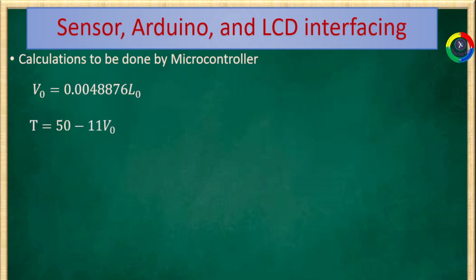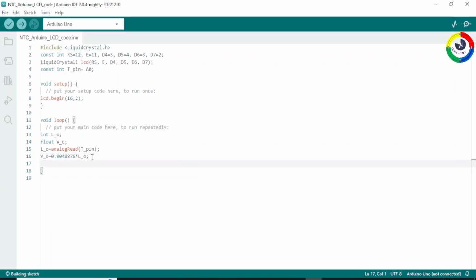In the previous video, we developed the linear relationship between the environmental temperature in degrees centigrade and the voltage from the signal conditioning circuit V naught, by the formula T equals 50 minus 11 times V naught. So we need to perform this calculation using our Arduino microcontroller by writing the code T deg C equals 50 minus 11 times V naught. Define T deg C as a floating point value too.